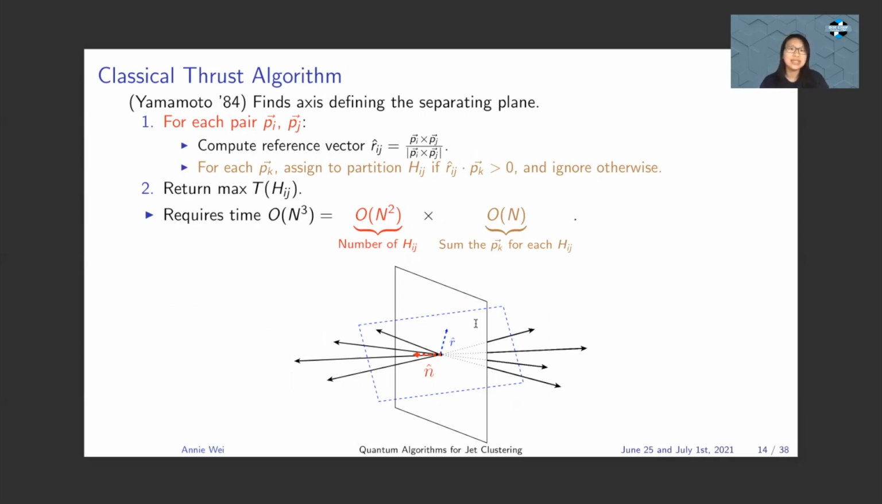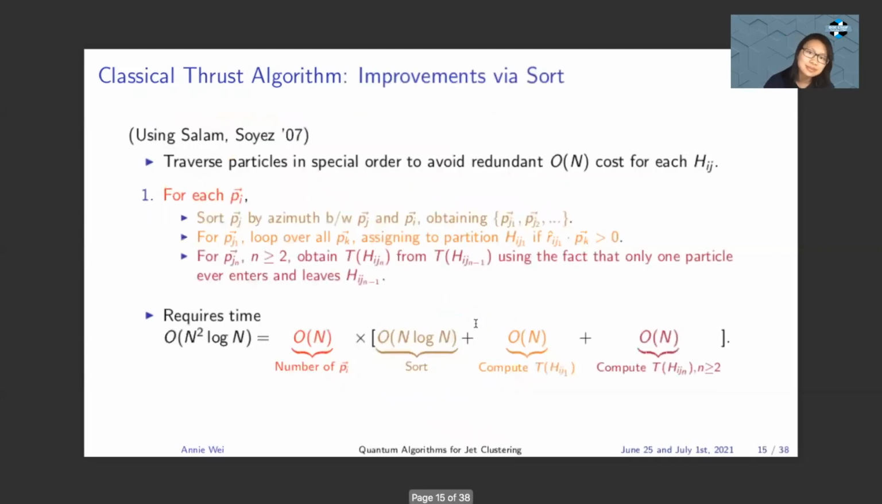And then once we have a plane, we have to iterate through all the particles to find the dot product and then put it on one side or the other side and then sum up everything on one side. And then we take the maximum out of these sums. So this requires n cubed time total because there are n squared possible planes. And then for each plane, we have to compute this sum that takes n time.